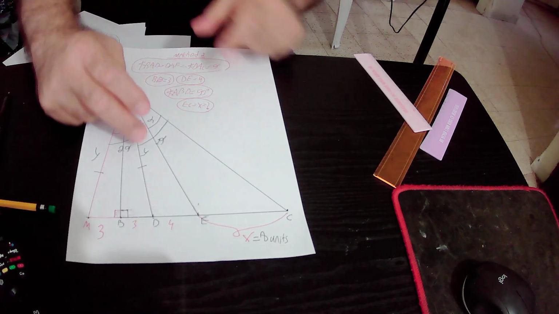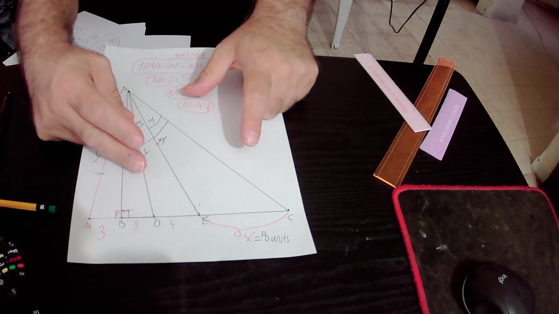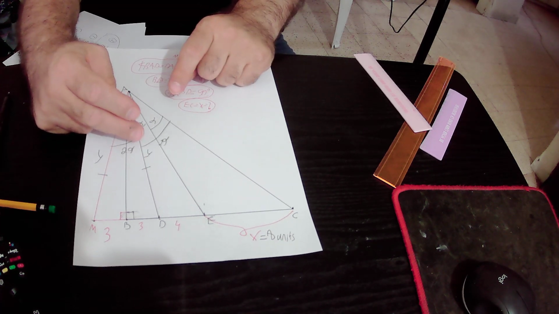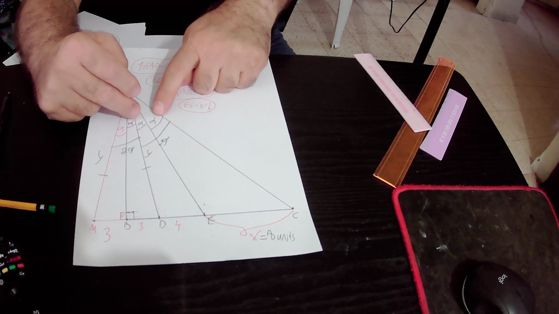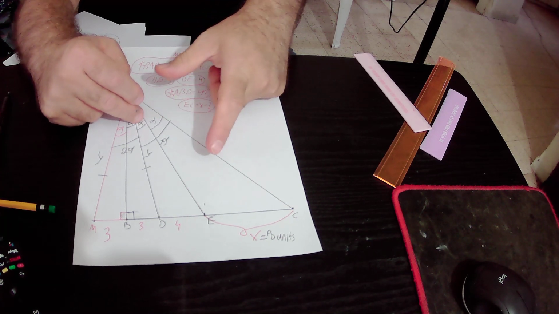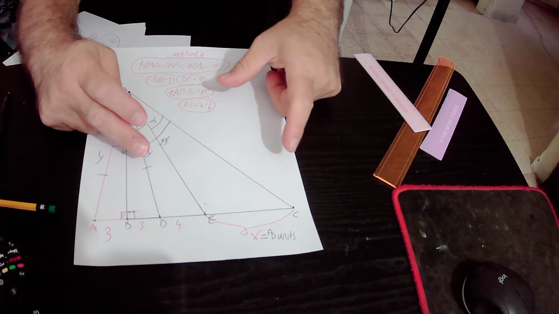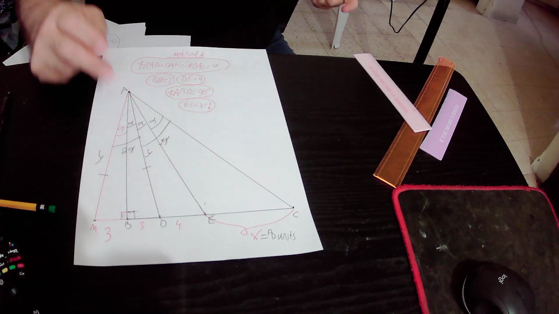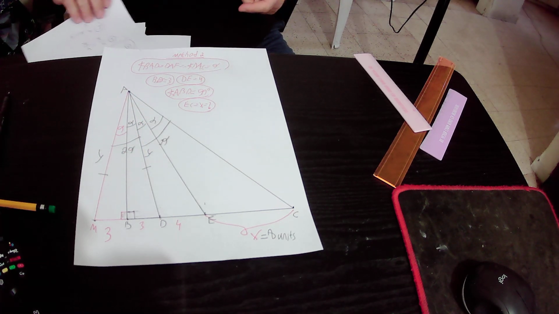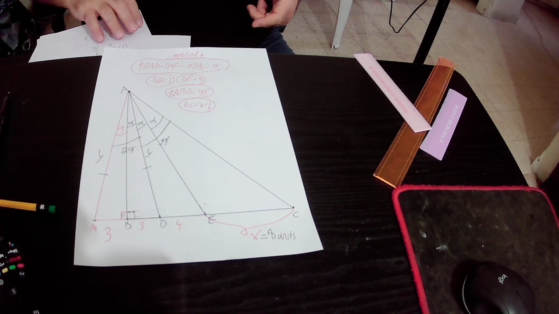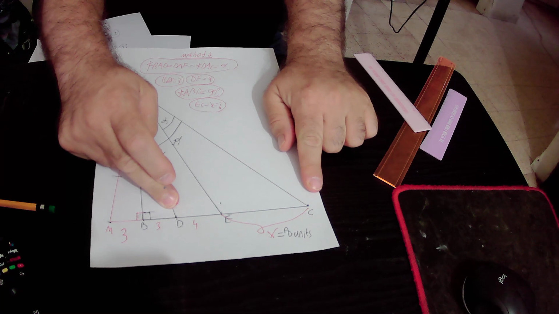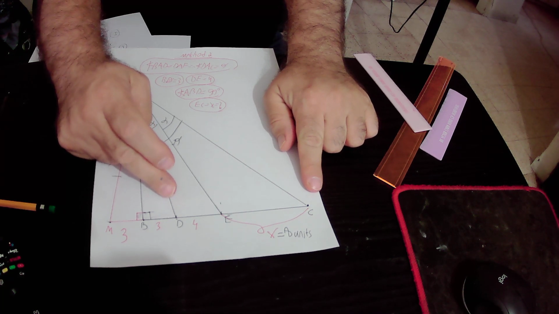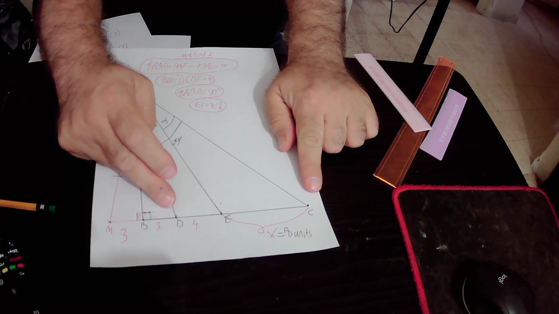AE is the angle bisector in triangle ADC because AE divides angle DAC into two equal parts, that is to say, alpha and alpha. Therefore, AE is the angle bisector in triangle DAC. And according to the angle bisector theorem, AE divides side DC in a ratio. What is the ratio in which AE divides side DC?